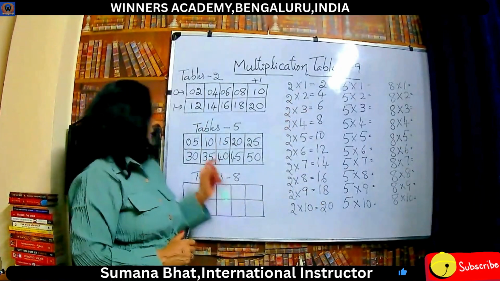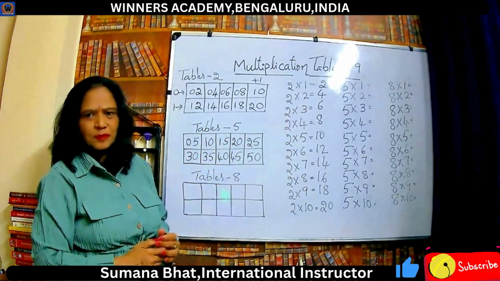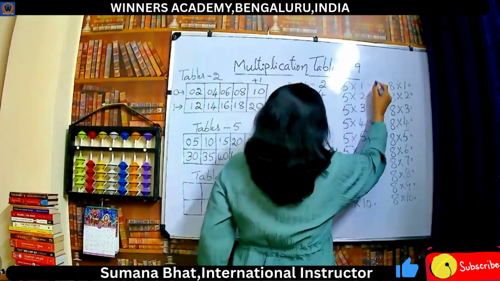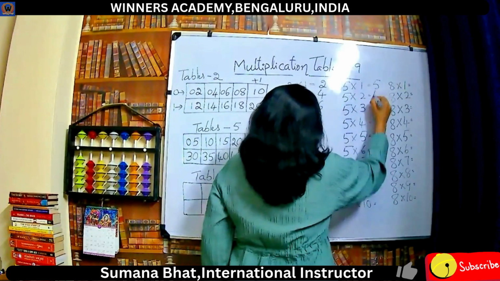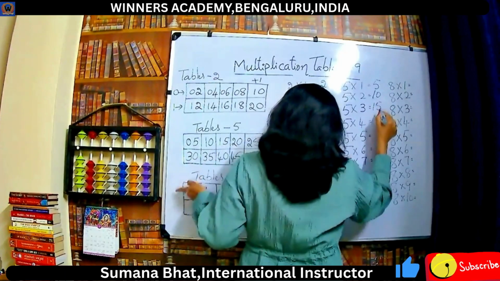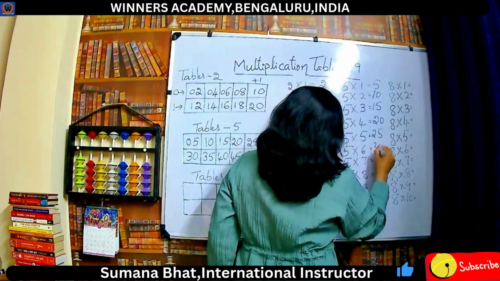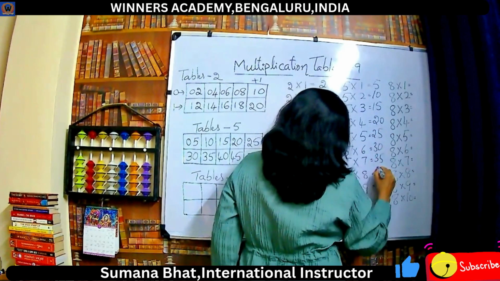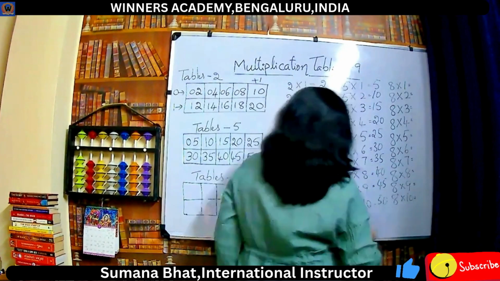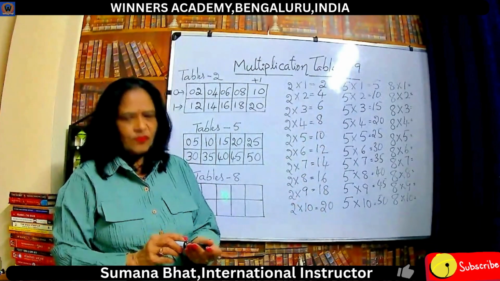Then we can write here 5, 10, 15, 20, 25, 30, 35, 40, 45, and 50. Let us write here. So we have 5 ones are 5, 5 twos are 10, 5 threes are 15. You can see the same numbers there: 20, 25, 30, 35, 40, 45, and 50. Okay, so this is how we can write for 5.